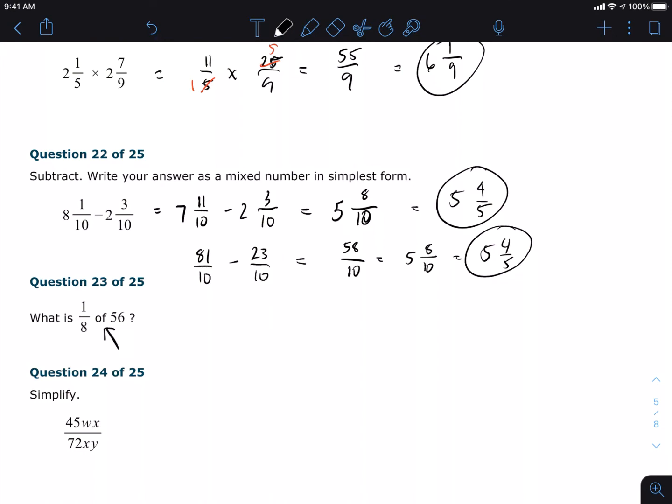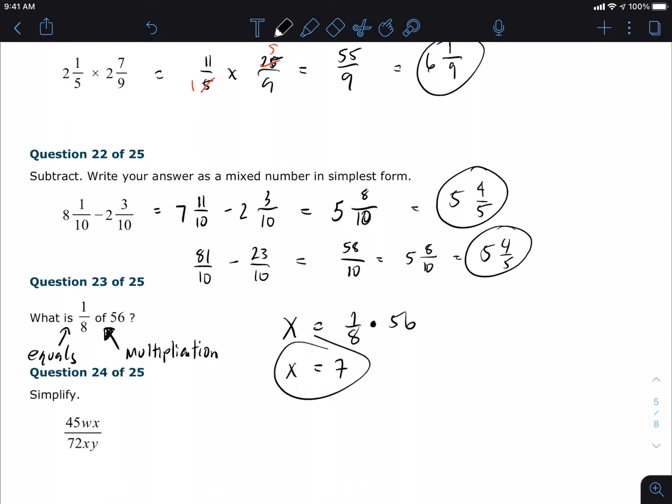What does the word of mean? Multiply. Right? It's multiplication. So when we look at this, it says what means I don't know. Is means equals, right? 1/8 times 56. Or what's 56 divided by 8? So 56 divided by 8 is 7.